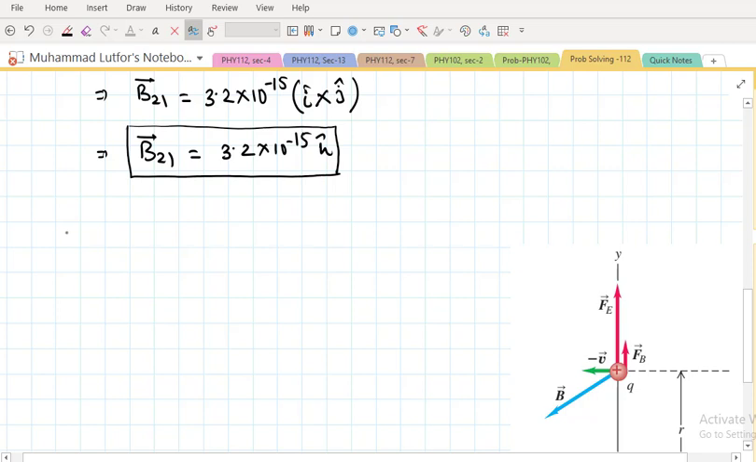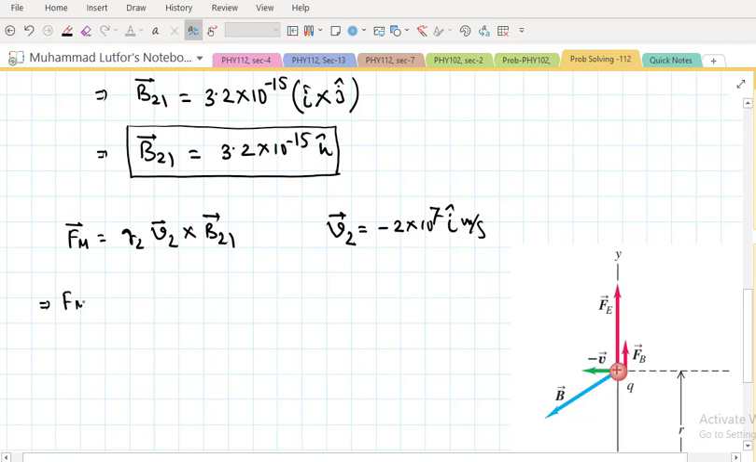Now, I'm going to find the magnetic force on proton 2 provided by proton 1, which is Q2 V2 cross B21. V2, the velocity of proton 2 towards the negative x direction, I should write as 2 into 10 to the power 7 minus i hat, meter per second. I know everything, so I can find the magnetic force in that case.